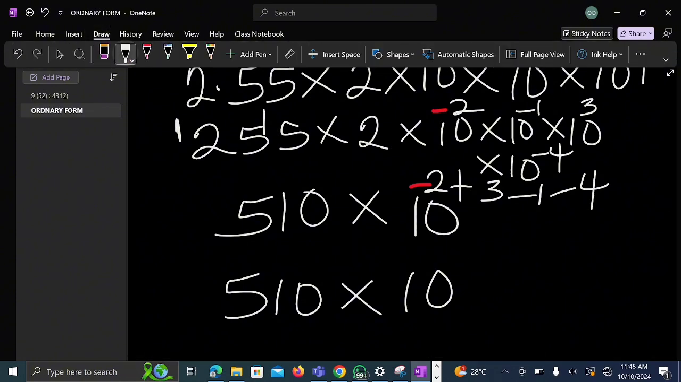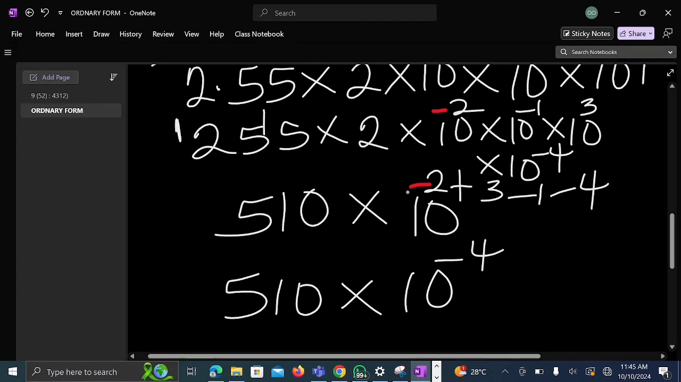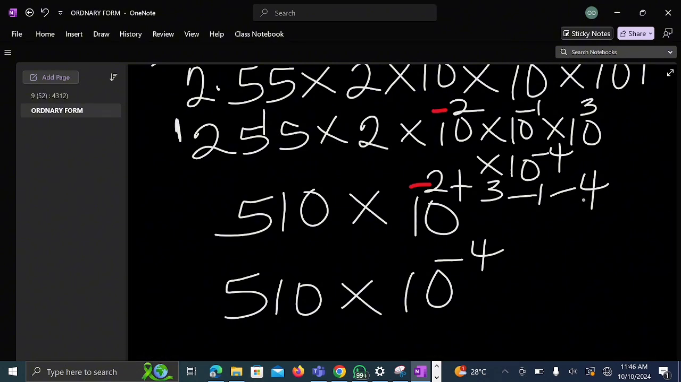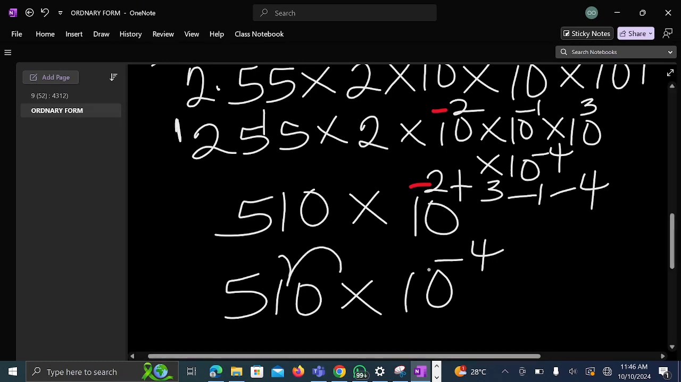So what do we have now? -2, -1, -4. That will give us how many negatives altogether? That is 7, so -7 plus 3, and that will give us -4. -2, -1, -4, that's -7. -7 plus 3 gives us -4. So -4 means you are just moving the decimal 1, 2, 3, 4.